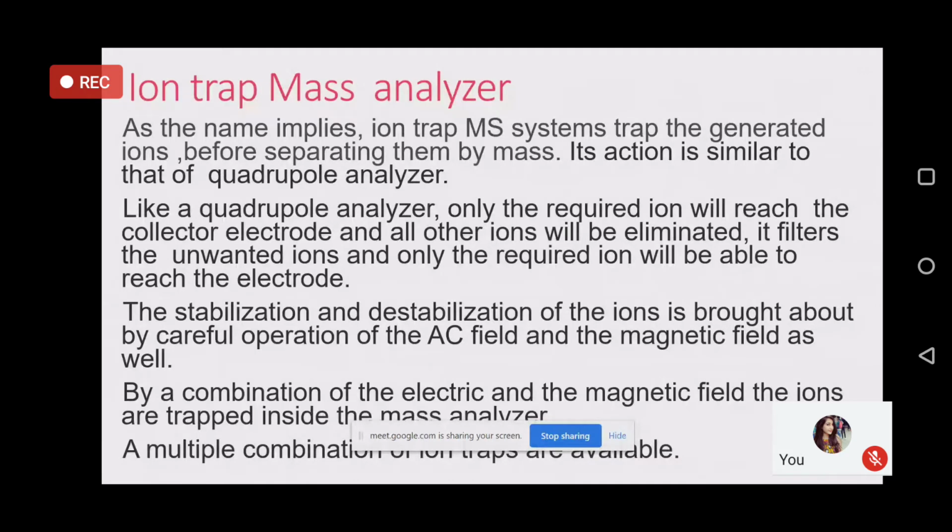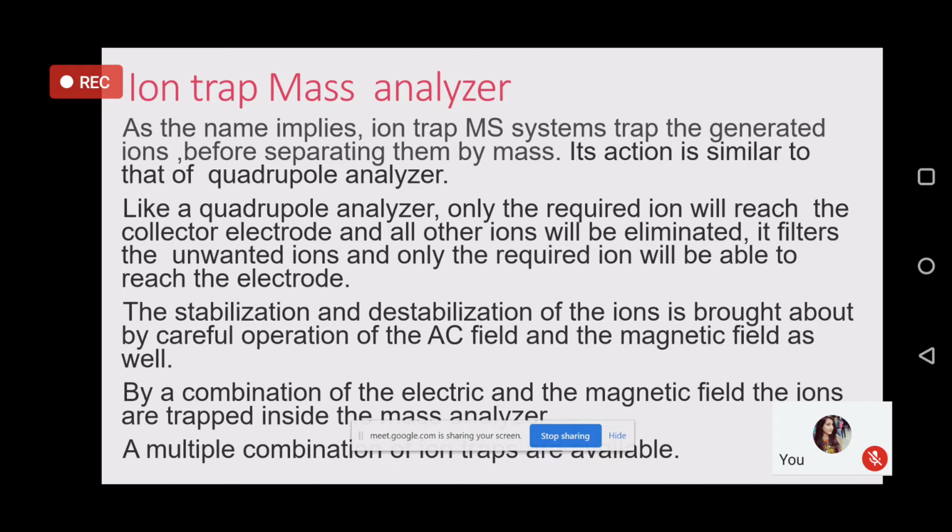So to keep them in that circular path or round orbit, you apply a magnetic field which will deflect them. Just like in a cyclotron, the application of the magnetic field keeps the ion beam in a semicircular path in the D. In the same way in this case, you will apply the magnetic field so that the ion beams will follow a circular path or remain in the particular orbit. By a combination of the electric and the magnetic field, the ions are trapped inside the mass analyzer.